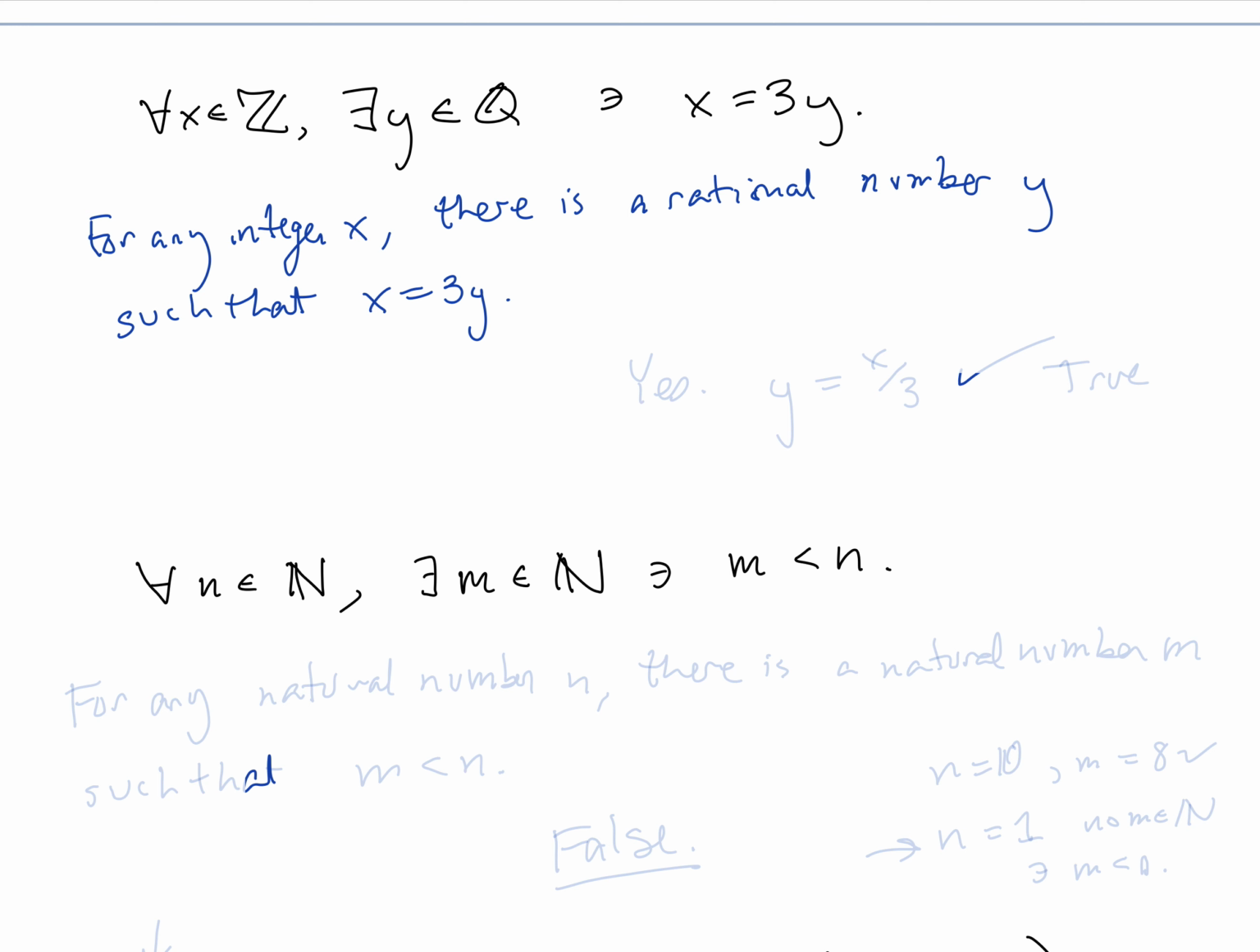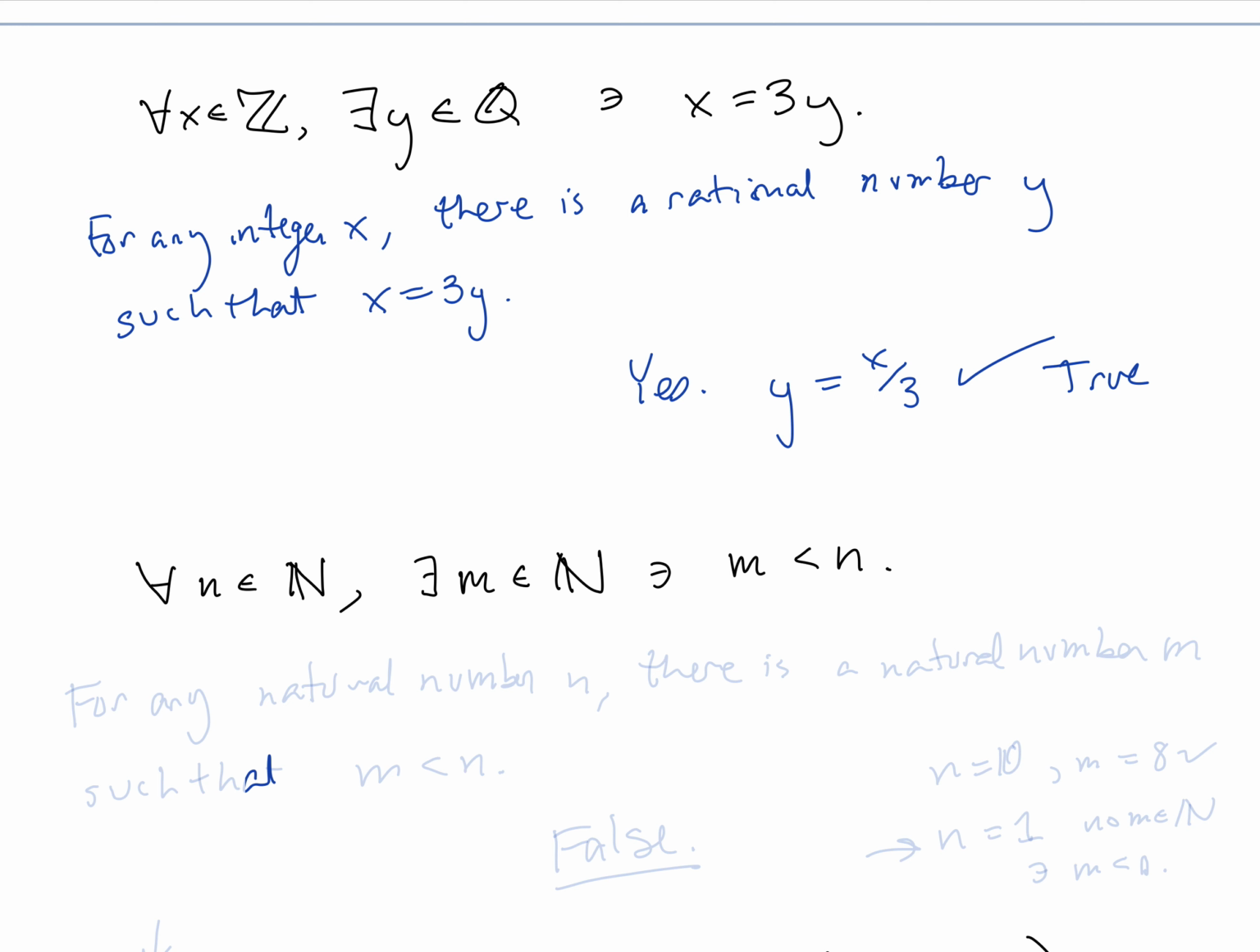Let's see, is this a true statement? Yes, if y is equal to x over 3, then since x is an integer, x over 3 is a rational number, and so yes, this statement is true. There is some rational number, y, that makes this true, and that number is y equals x over 3. So yes, this is a true statement.